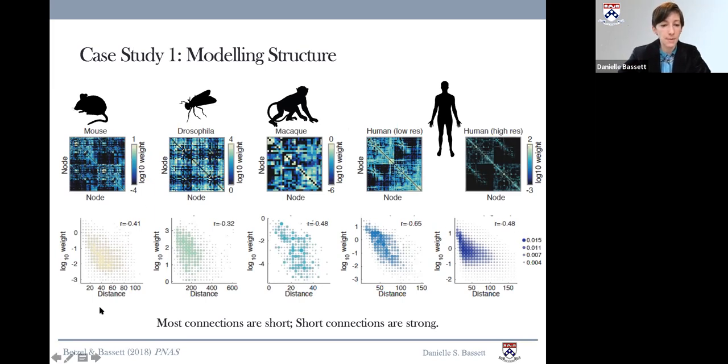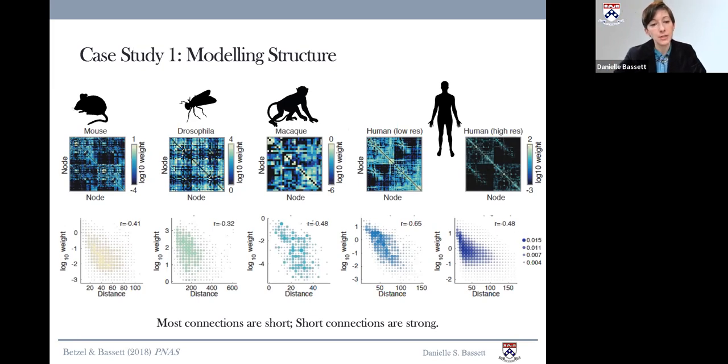So he began with a pretty simple analysis, which was to take each of these connections inside each of the animals and ask, what is the distance of the connection? How long is it physically? And then what is the weight of the connection? How strong is it? In the context of diffusion imaging, it's related to how many connections are estimated to be going from one region of the brain to another region of the brain.